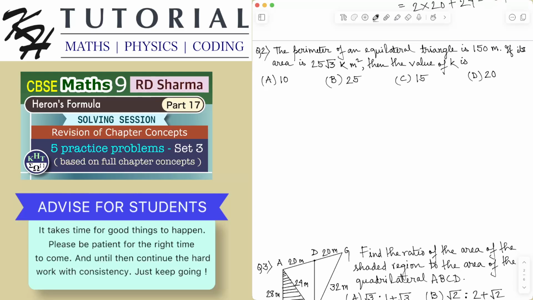Question number 2. The perimeter of an equilateral triangle is 150 meter. If its area is 25 square root of 3 multiplied by k meter square, then the value of k is. So we know a perimeter is given. The perimeter of an equilateral triangle is thrice A, where A is the length of each side of the triangle. So this is given to be 150. This implies A will be equal to 150 by 3, which is 50. Now please note that I am ignoring the units.